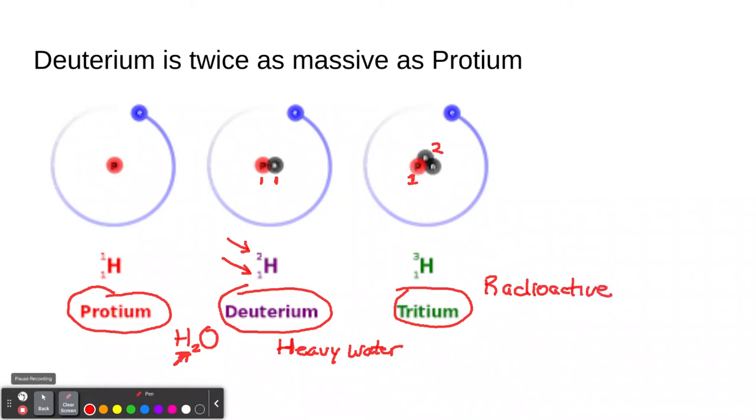Radioactive. So again, these are isotopes of hydrogen. We usually don't say protium, we just say hydrogen. But deuterium and tritium are isotopes of hydrogen. And again, hydrogen is the only element that names its isotopes.